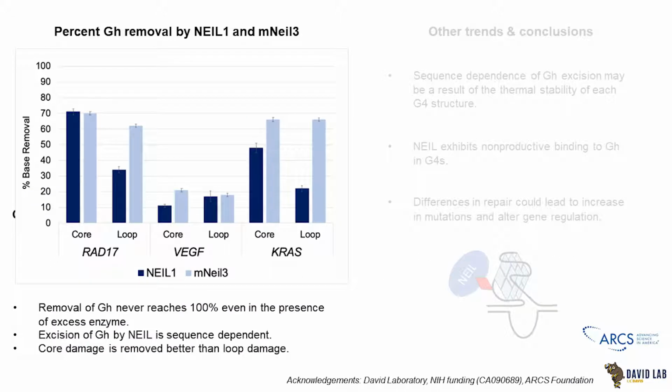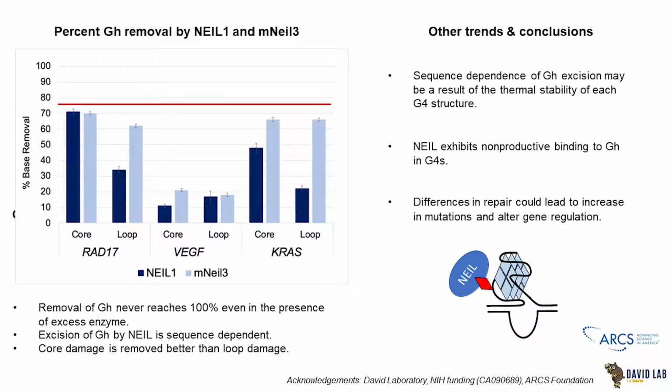So this is the data of the percent GH removal by NEIL1 and NEIL3, with the sequences being labeled at the bottom, as well as the position of damage, loop, or core. NEIL1 is in dark blue and NEIL3 is in light blue. As you can see right off the bat, NEIL does not excise damage from these G4s to 100%, even though there is excess enzyme present. Additionally, the excision of GH by NEIL is strikingly sequence dependent, with damage in the VEGF G4 being the least preferred. Lastly, we observe that core damage is removed better than loop damage by NEIL.